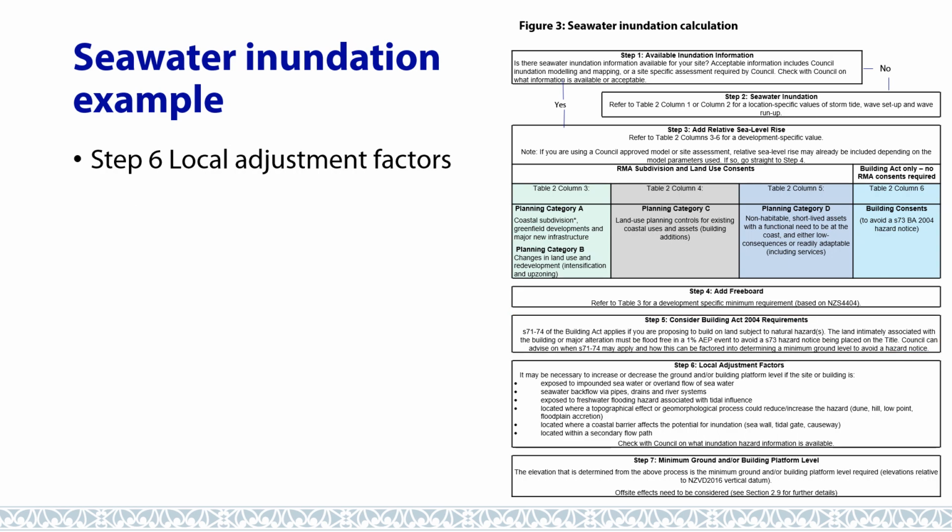Step 6 considers any specific local adjustment factors that need to be considered for a particular site. Figure 3 lists the factors that need to be considered where it may be necessary to increase or decrease the ground and or building platform level. For the purposes of our Tata Beach example, we're going to say that there are no local adjustment factors required.